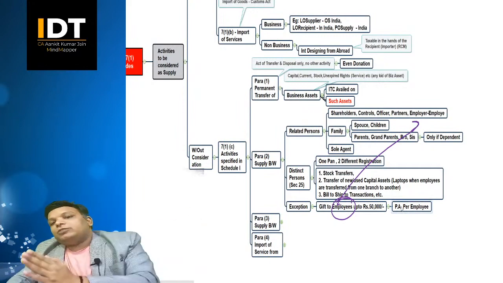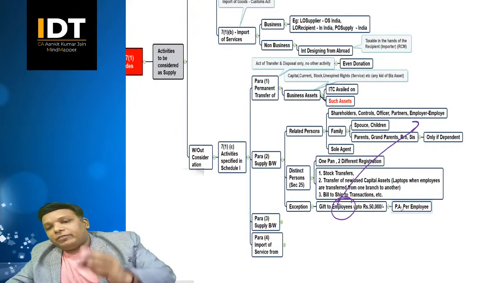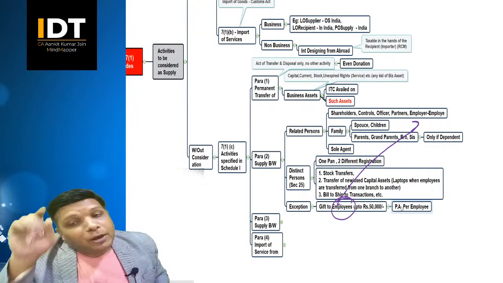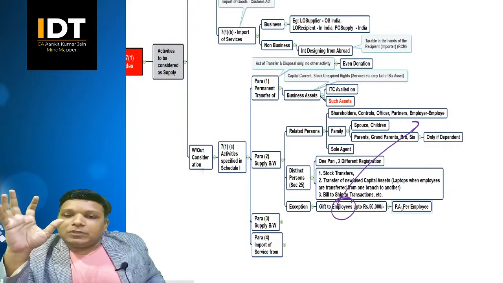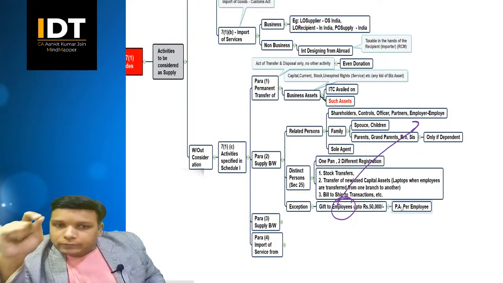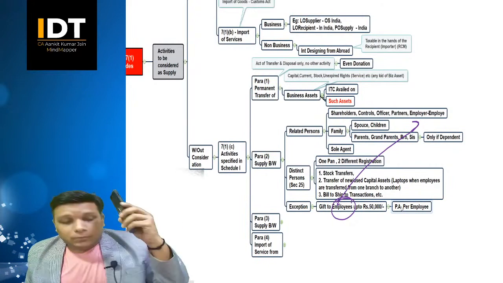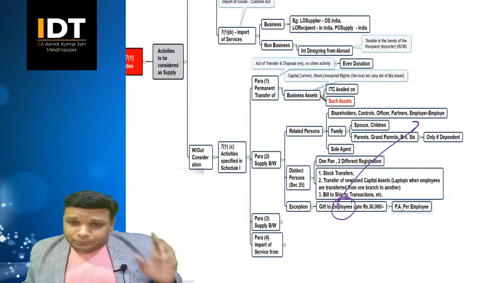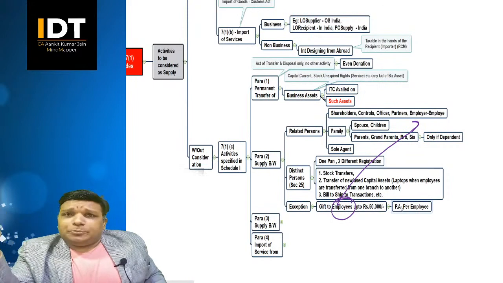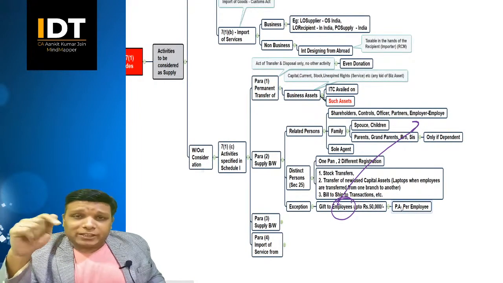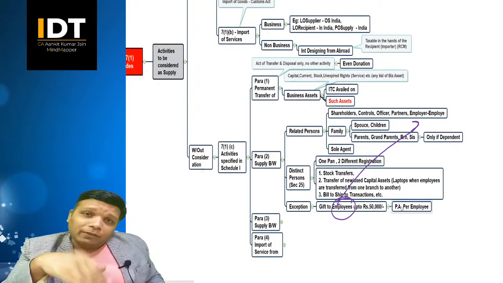So how many employees do I have? For each employee 50,000 rupees का limit is there, correct? 50,000 rupees per annum per employee is basically the limit which will not fall under the concept of supply, correct? Suppose if I am giving certain cell phones to my staff, if this cell phone is below 50,000 rupees, then they will not fall under scope of supply. If this cell phone is above 50,000 rupees, then they will fall under scope of supply.